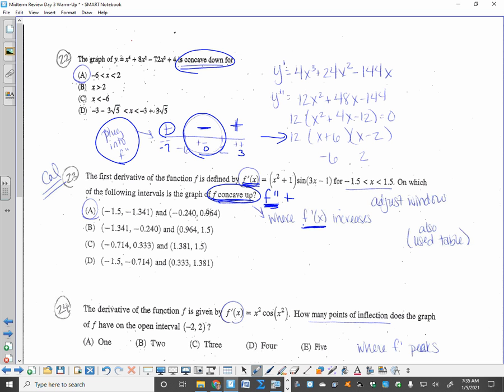So if I want f double prime to be positive, I need f prime to be increasing. Think about it like this. If I want f double prime to be positive, then f prime needs to be increasing. I also put in here that I used my table, so apparently these answers get a little close together, so not only did I adjust the window, but I also went over and used my table to find where it was increasing. Okay.